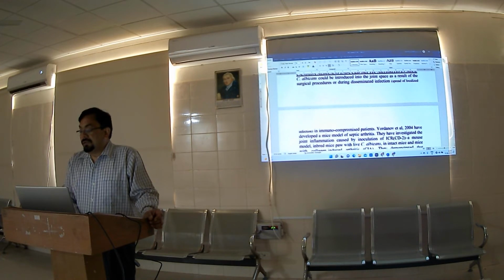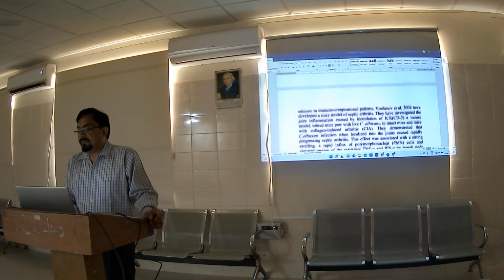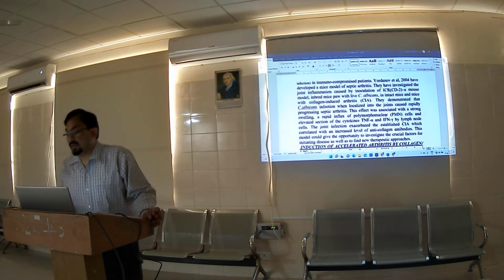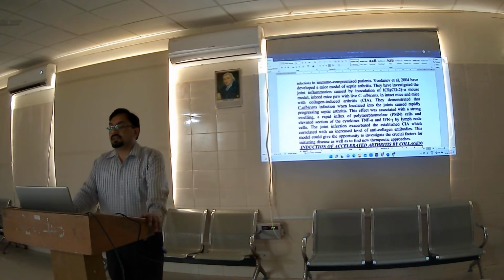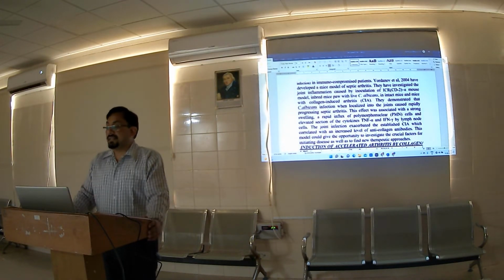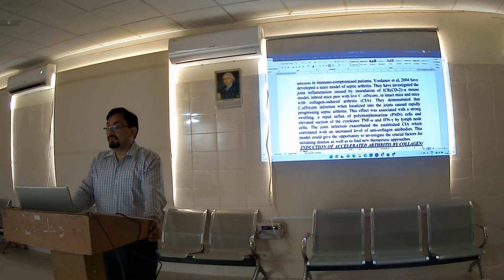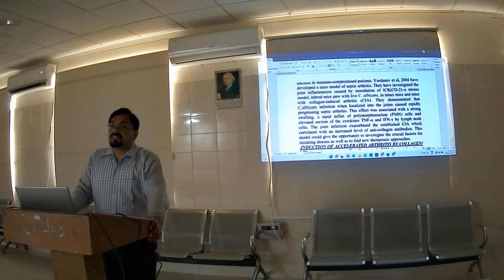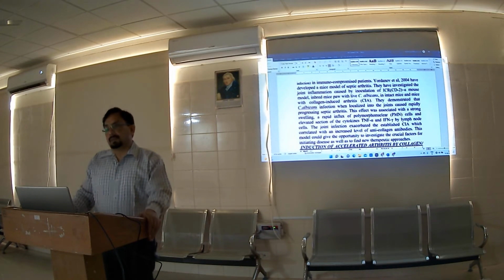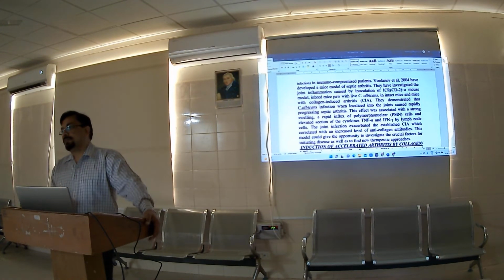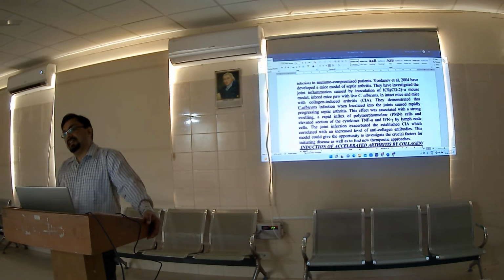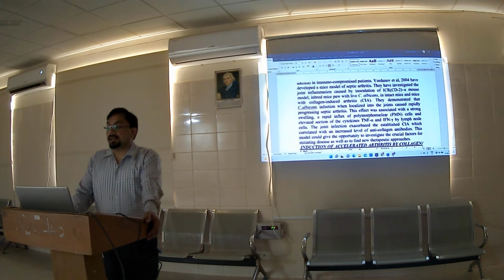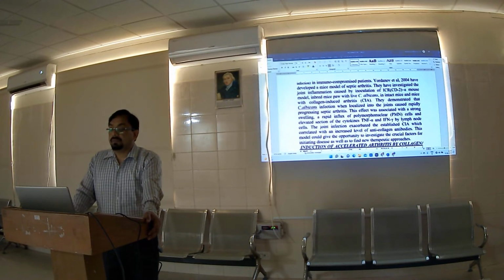So Yardonov et al. in 2004 developed a mouse model of septic arthritis. They investigated the joint inflammation caused by inoculation of ICR-CD2. What is ICR-CD2? Of course, this is a specific variety of mouse, a genetically variant mouse. So ICR-CD2 is nothing but a type of mouse model.